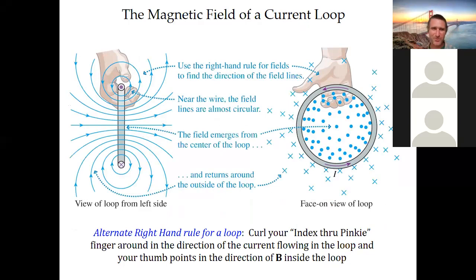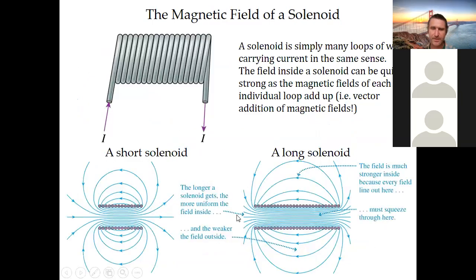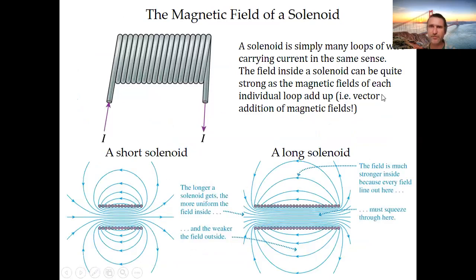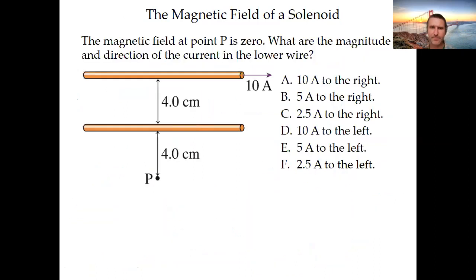So that's the way that you can figure out the directions of things, right-hand rule. Now another concept is a solenoid, which is just many loops of wire. And it turns out the more loops that you carry per some distance, the stronger the magnetic field is going to be. And we'll explore those formulae in just a minute.